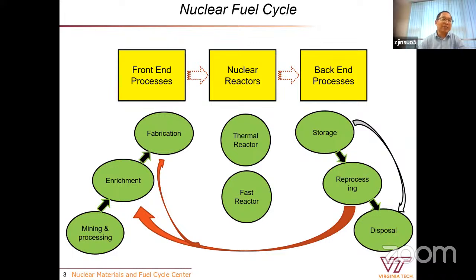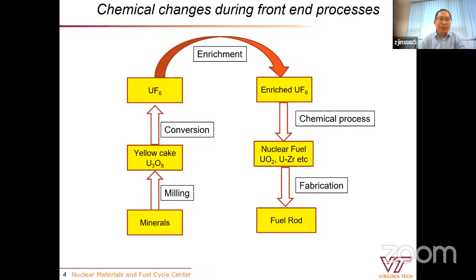In the center is the nuclear reactor. All the commercial reactors now in the US are light water reactors. In the UK, they have gas-cooled reactors as well. Thermal reactors and fast reactors are distinguished based on the neutron energy, so they split into thermal and fast. So what's the chemical change? During processing your fuel and burning your fuel, what's the chemical change? For example, this is the chemical change in the front end.